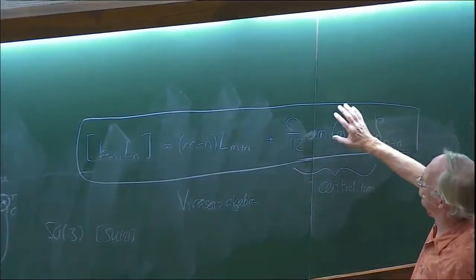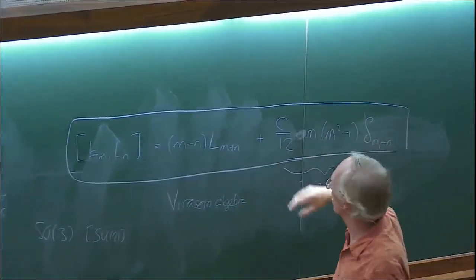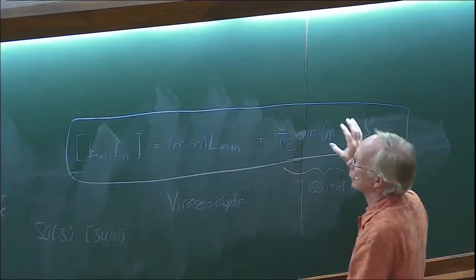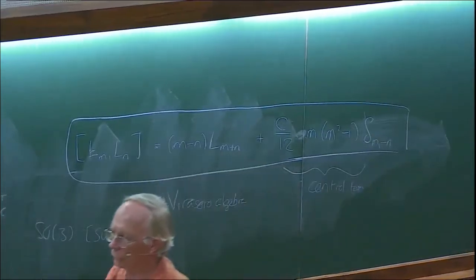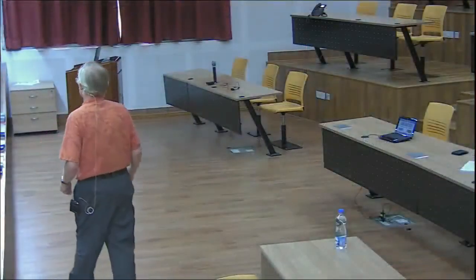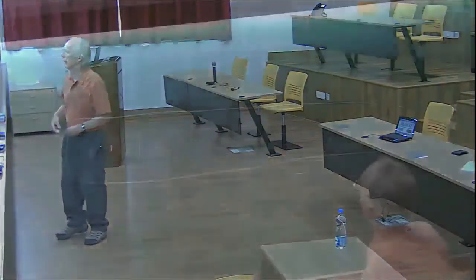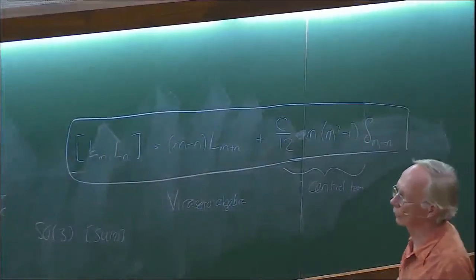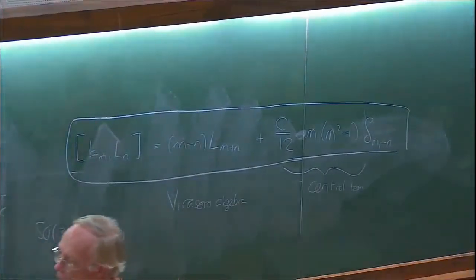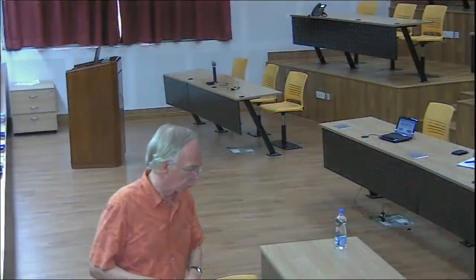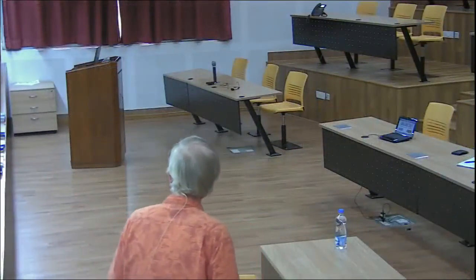That is, it's a term which we can just think of as a pure number, but it commutes with all the generators of the algebra. And in SU2, we do not have that, but here we do. And of course, it's important because the central charge, as I think I told you last time, is an important measurable quantity. Any questions?